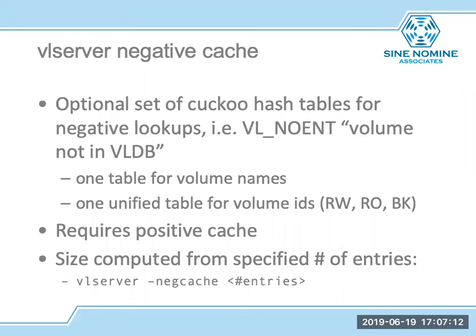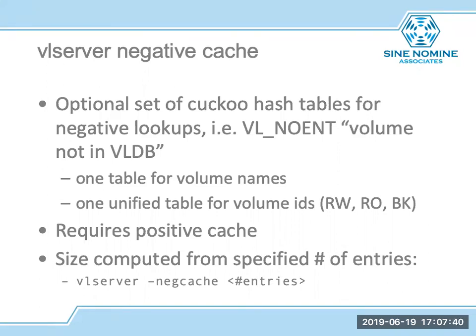Again, we created one table for volume names and one table for volume IDs. The implementation requires that the positive hash tables be turned on. I don't think that was really a design or even an implementation requirement. It just made things a little bit easier, since why implement the negative if you don't have the positive? But I don't think that's a hard and fast requirement, and I haven't really looked at it any further than that.